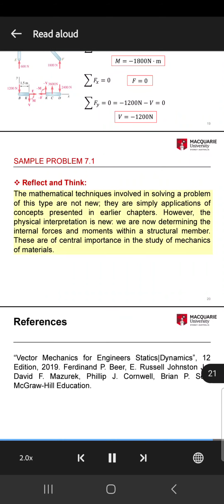Reflect and think. The mathematical techniques involved in solving a problem of this type are not new. They are simply applications of concepts presented in earlier chapters. However, the physical interpretation is new. We are now determining the internal forces and moments within a structural member. These are of central importance in the study of mechanics of materials.